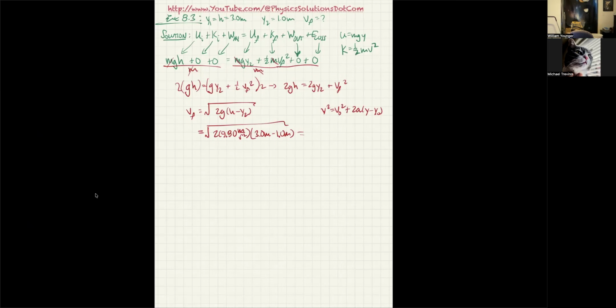And from that, we get the square root of 2 times 9.8 times (3 minus 1). And that gives me 6.261, which is two extra sig figs than we had. So that 6.261 meters per second is the final velocity. And that's how that one's done.